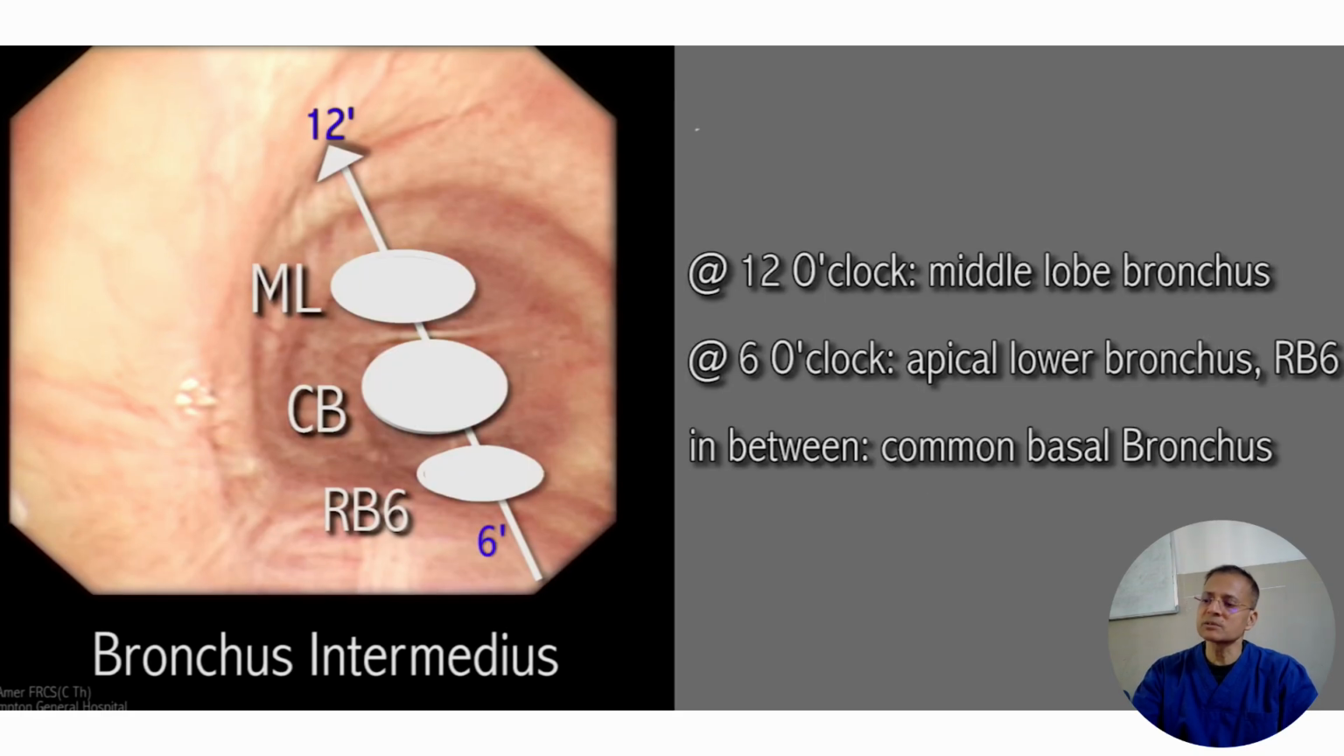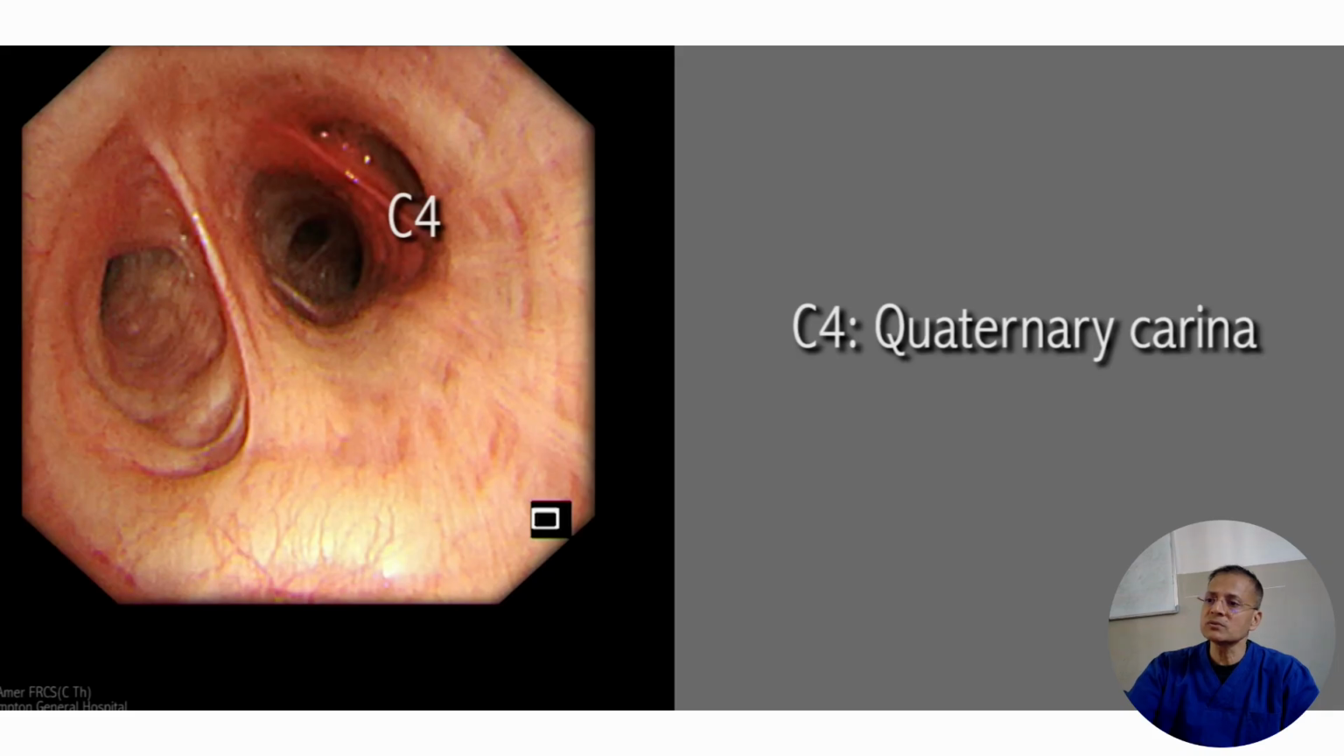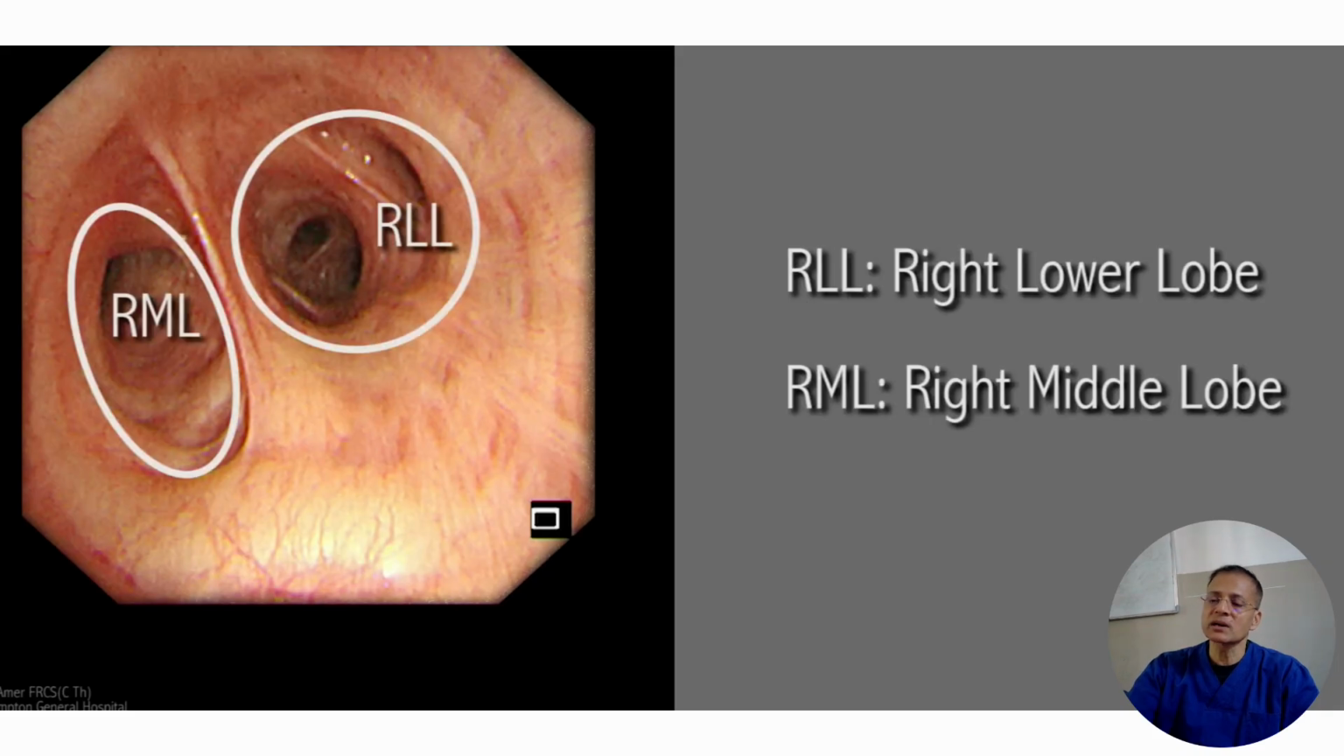So what happens in this particular picture? Now I cannot take it back, but actually at the top, the 12 o'clock portion, is the middle lobe bronchus, then comes the common basal trunk, then comes the right B6. That is the scenario on the right side, typically. So here also is the tertiary carina, this is the middle lobe bronchus medially, this is the right lower lobe bronchus, so the truncus intermedius divides into those two parts.